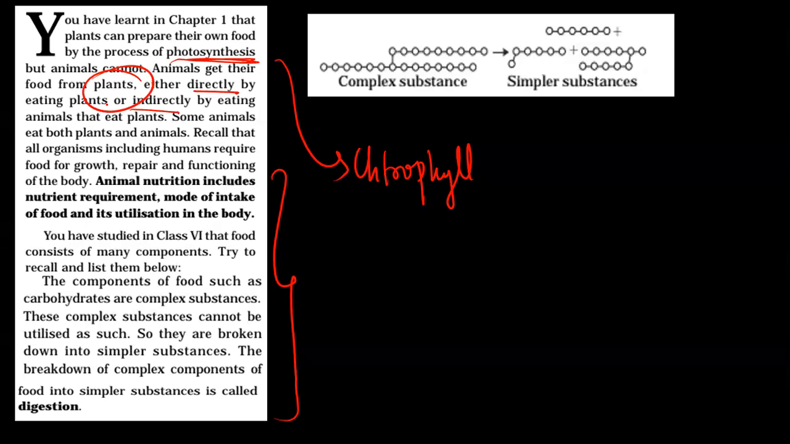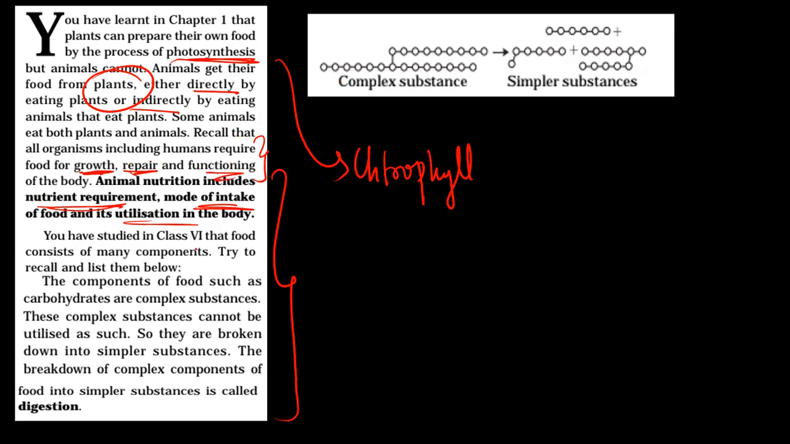Now, what does animal nutrition include? It includes the nutrient requirement, the mode of intake of food, and its utilization by the body. And why do humans or an organism need nutrition? It is because they need this food or the energy for growth, for repair, and functioning of the body.